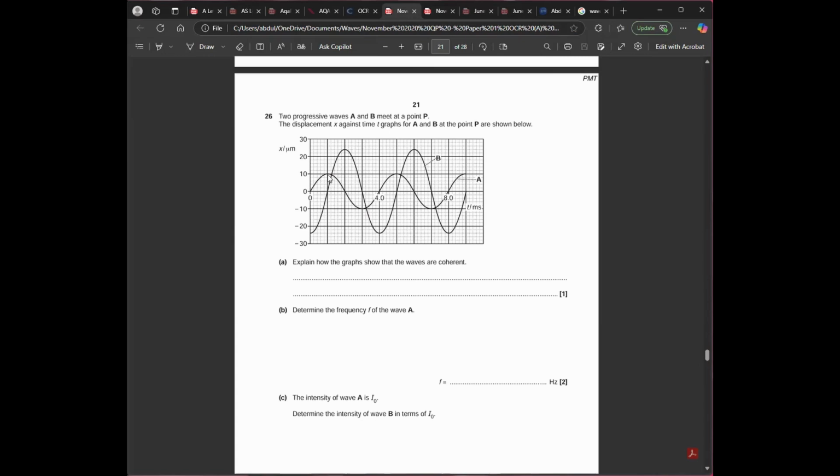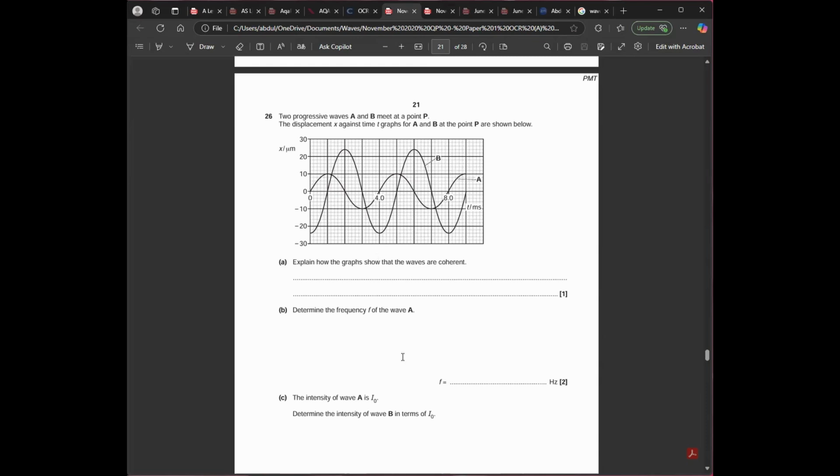Just by looking at it, you can see it's always one big block away, the crest. And here you can also see it stays one big block away. So you'll just say that the phase difference is constant. So that's why we know it's coherent. You can also measure the wavelength, but it's a one marker question. So I think that should be more than enough.